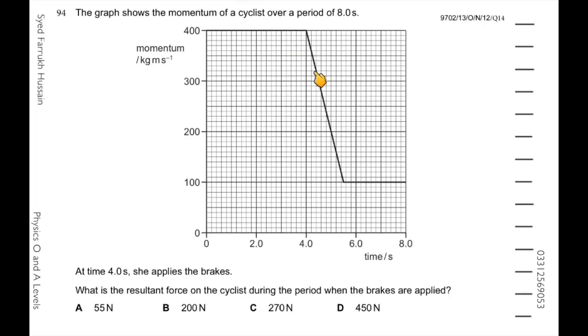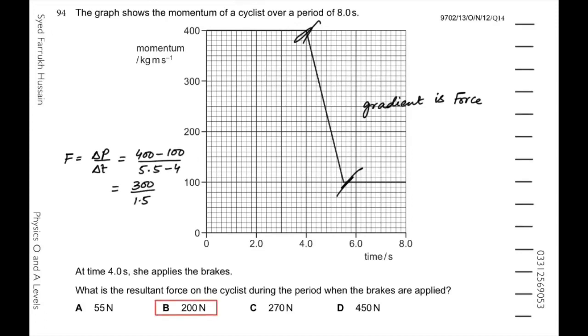The gradient of momentum time graph is force. The gradient is non-zero between 4 and 5.5 seconds. To find out force, you will find out gradient delta p upon delta t. So 300 upon 1.5 is actually the resultant force, which is 200 Newton.